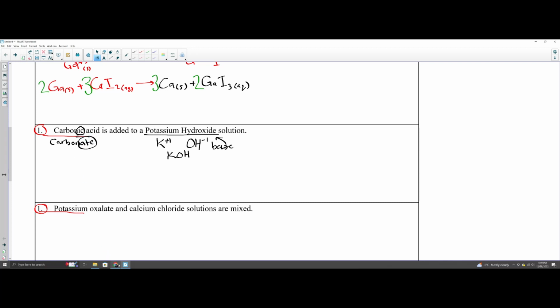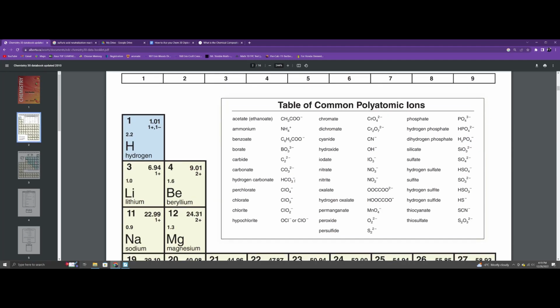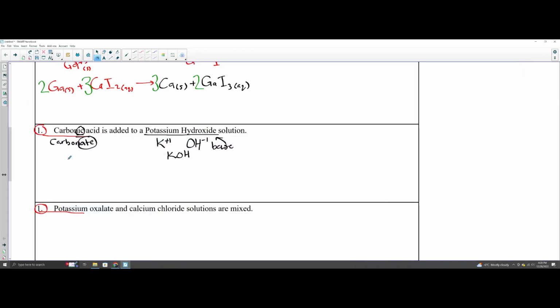Okay, now carbonate, let's look it up. We check our periodic table. There it is, CO3 -2, carbonate. So we go back. CO3 -2. That must mean that it needs 2 hydrogen ions to make it into an acid. Those are the cations we use. So that would be H2CO3.